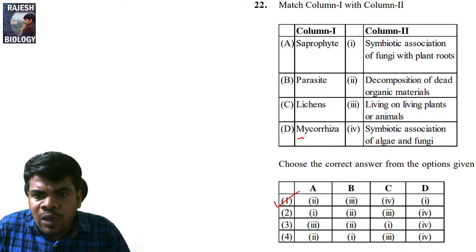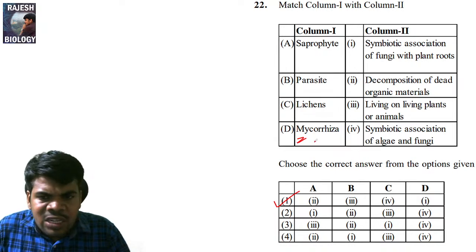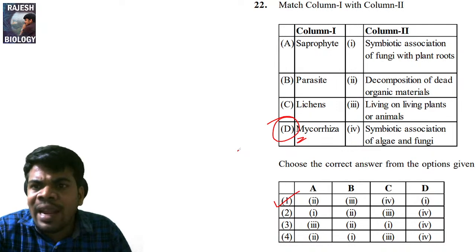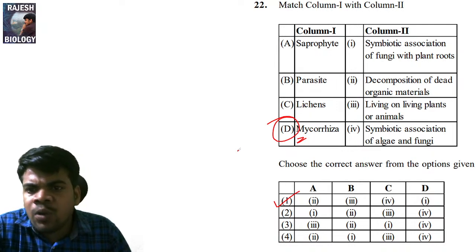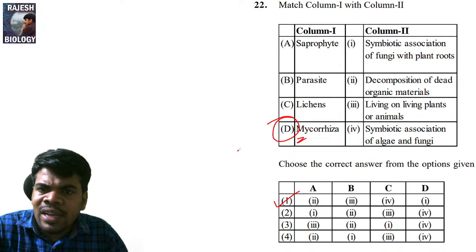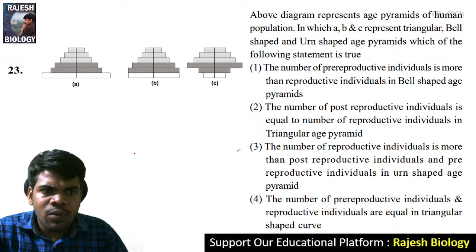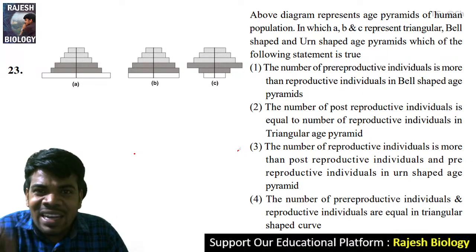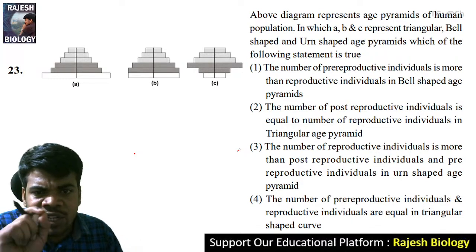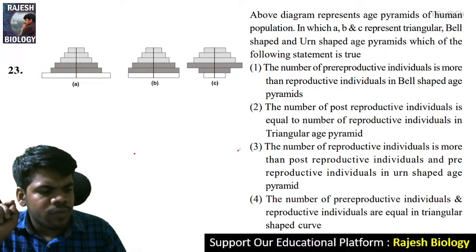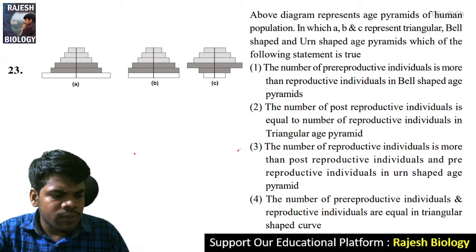You should know this mycorrhiza, very very important. There is a chance to ask in a different manner for this mycorrhiza. Plant root and fungi, that is mycorrhiza. Fungi and algae, that is lichens. Okay, come to the 23rd. And lichen is not a parasitic relation, that is a mutualism. Come to the 23rd question.